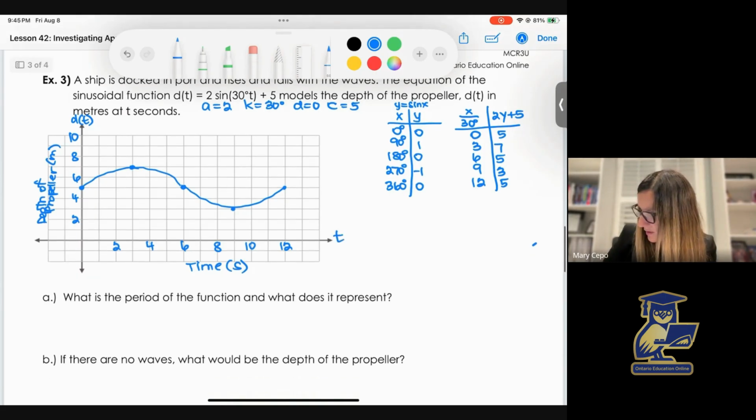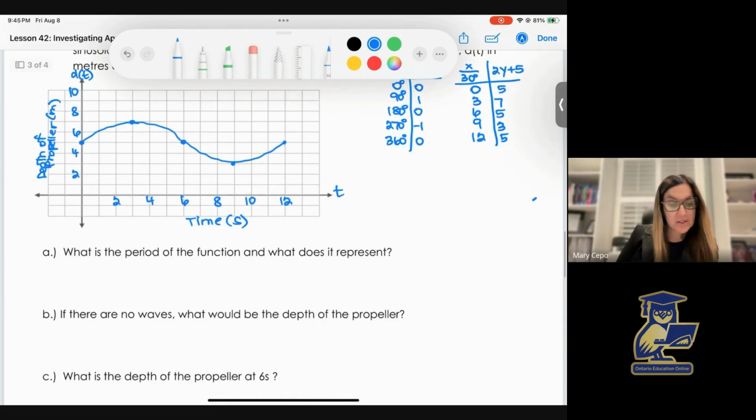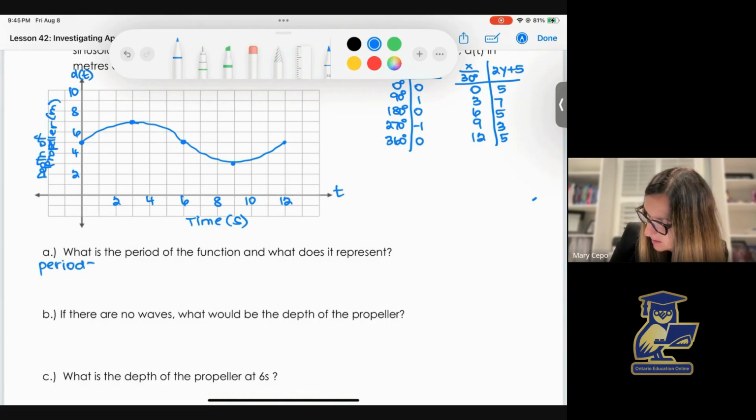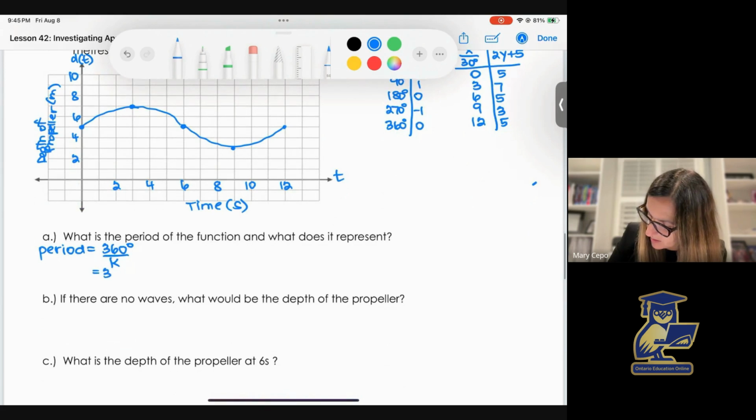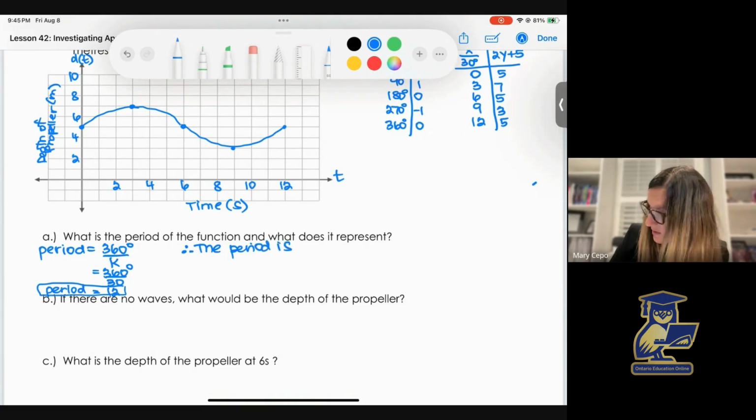So the question: what is the period of the function and what does it represent? The period, again, is equal to 360 divided by k. K we know is 30. So if we took 360 and divided it by 30, we get 12. So the period is 12. And we can read that right off the graph. It took 12 seconds for one full cycle to occur. So therefore, the period is 12 seconds.